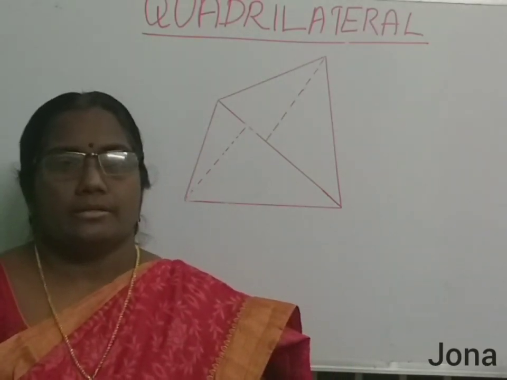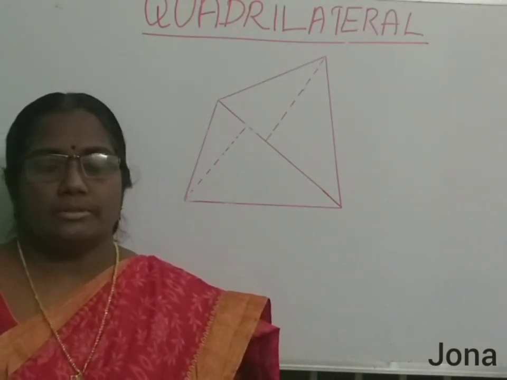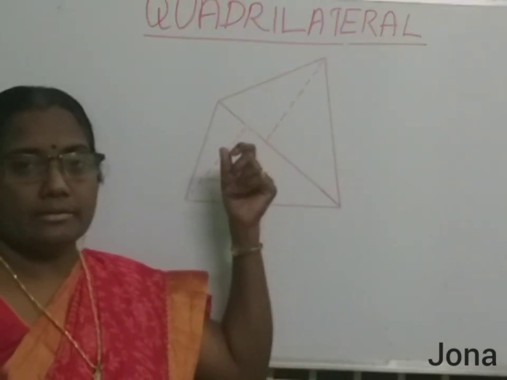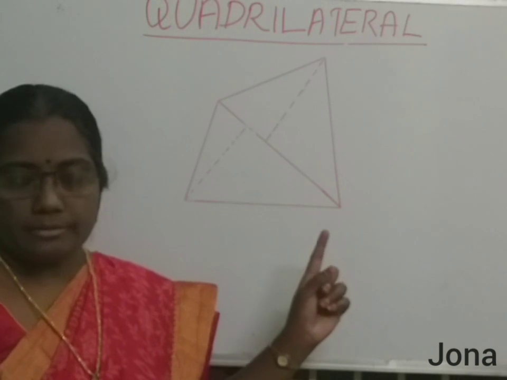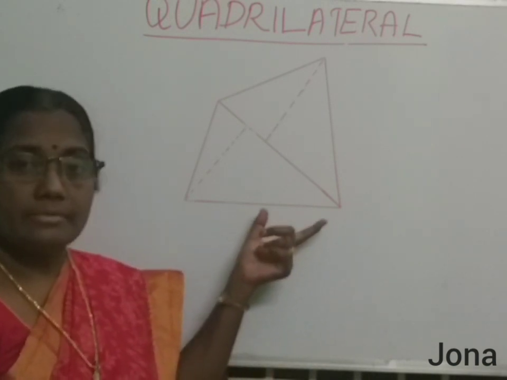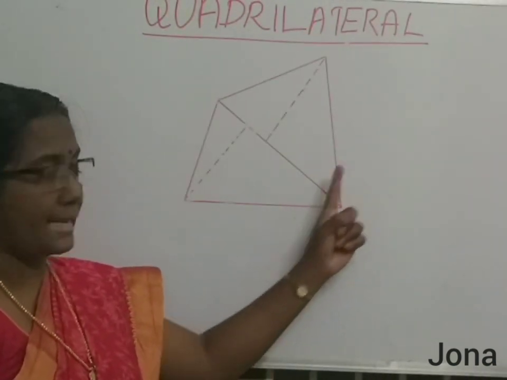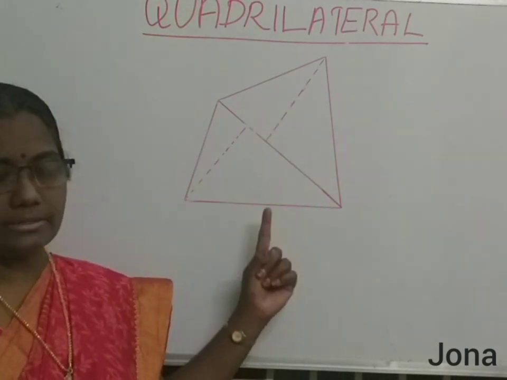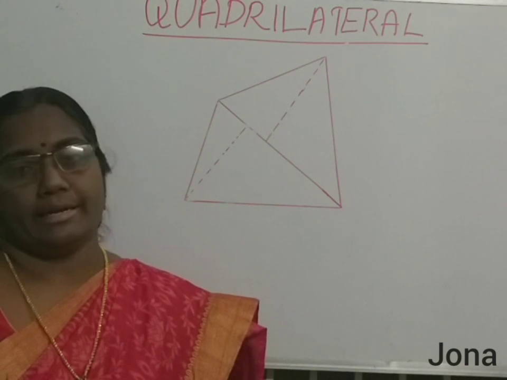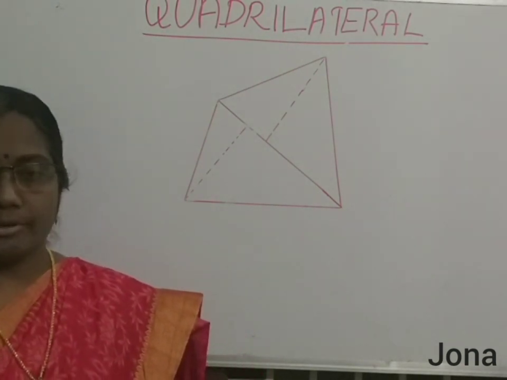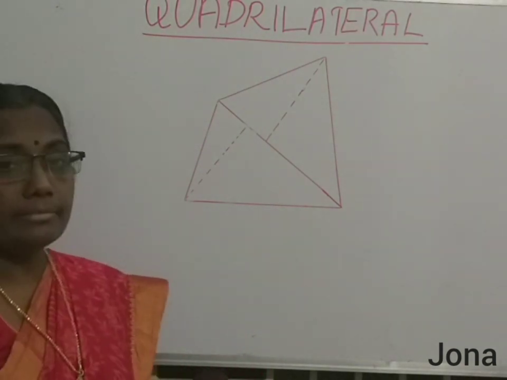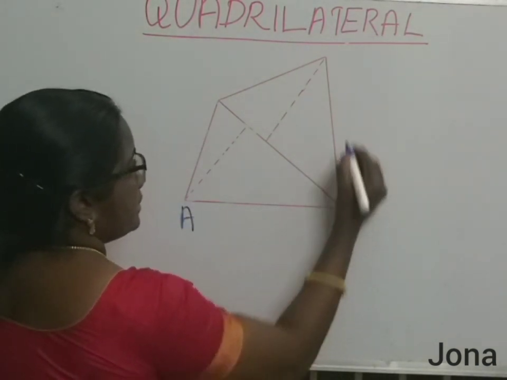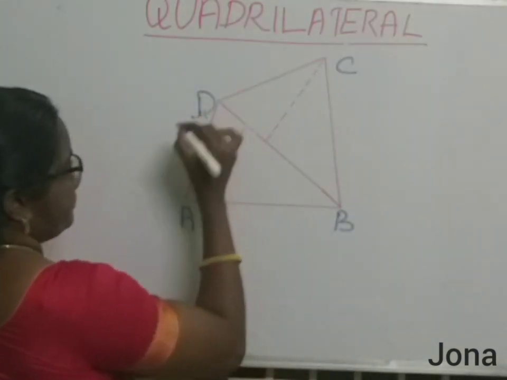Hi children, today we are going to see about quadrilateral. A quadrilateral is nothing but a polygon which is surrounded by four sides. A polygon which is surrounded by four sides is called the quadrilateral. Here I have the diagram, quadrilateral ABCD.